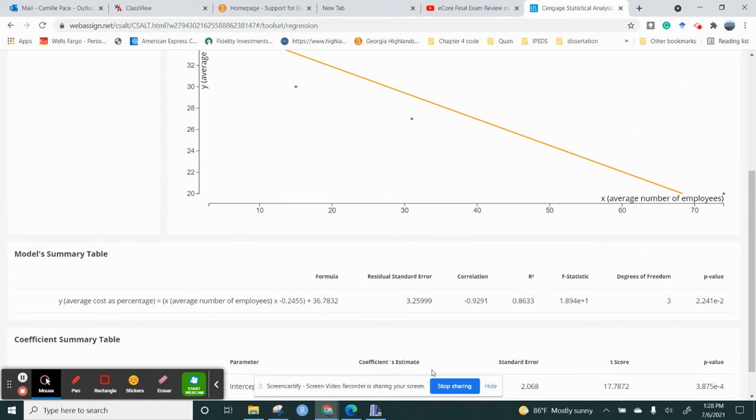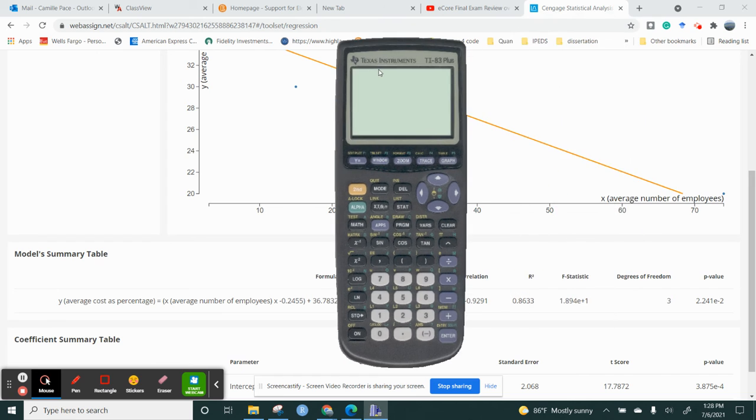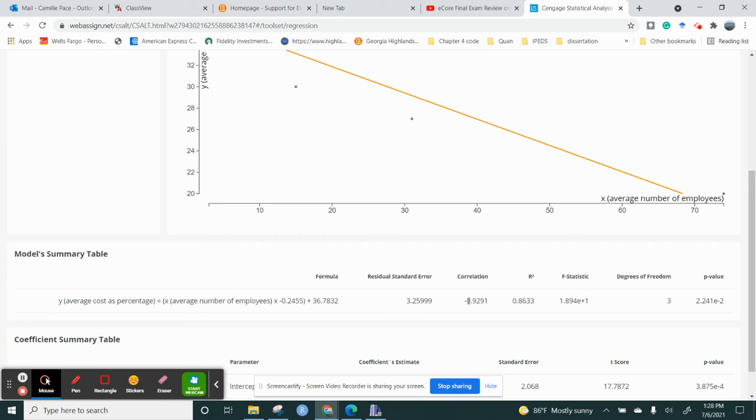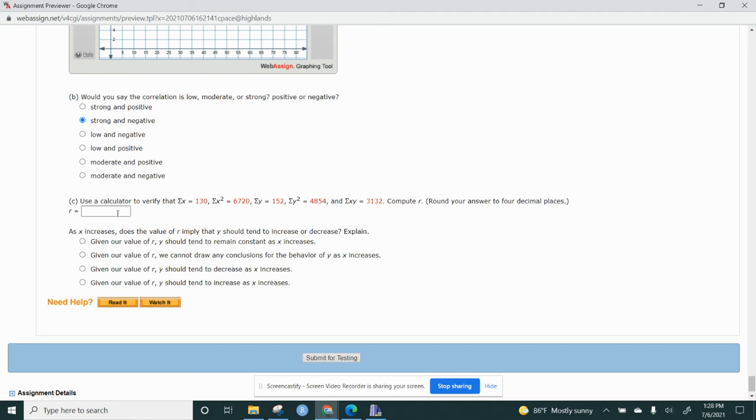Okay, so let's do this. I'm going to bring up my calculator. Oh wait, I don't even need to do that. Duh, sorry. Here's my R value right here, my correlation right there. That's my number, negative 0.9291. What I was going to do is take the square root of my R squared and then put a negative sign because it's a negative correlation, but I don't even need to do that. Correlation's right here. So I go back here, put it in. That's my answer for that.